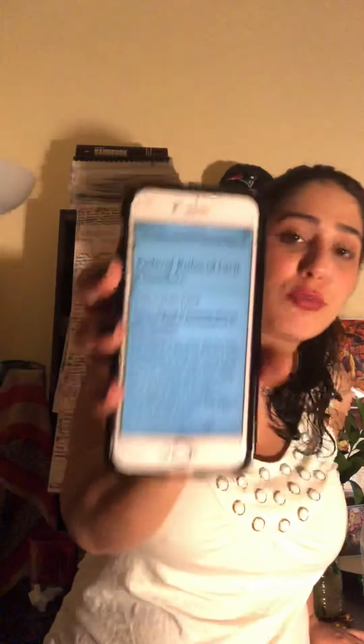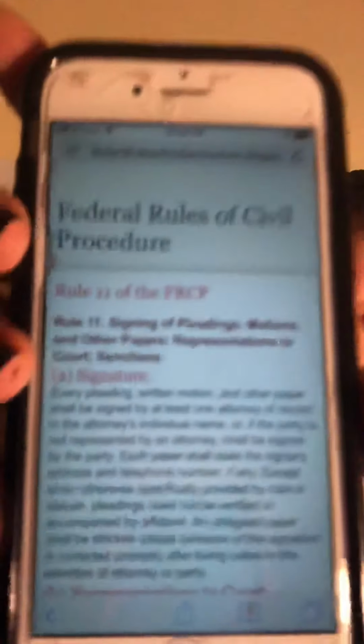But before I go on, I kind of want to talk about the rule a little bit. I pulled up the rule right here, from just looking it up on the internet. This is FRCP 11. It says over here, signing of pleadings, motions, and other papers, representations to the court, and sanctions. Part A is the signature. It says that every pleading, written motion, and other paper shall be signed by at least the attorney of record in the attorney's individual name, or if the party is not represented by an attorney, shall be signed by the party. So the first part is the signature.